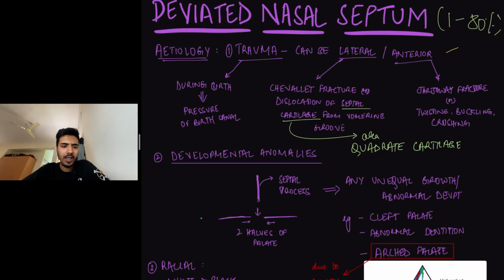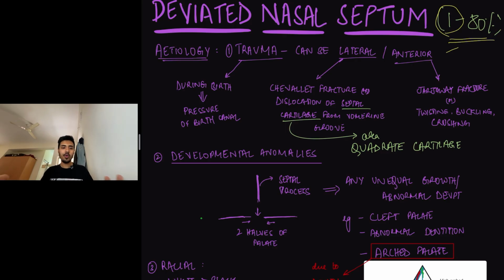Today we'll be covering another short but important topic, that is deviated nasal septum, commonly referred to as DNS. Now, the prevalence of DNS can be even 1% of a given population. It can even be up to 80% of a given population. So it is a very common condition.